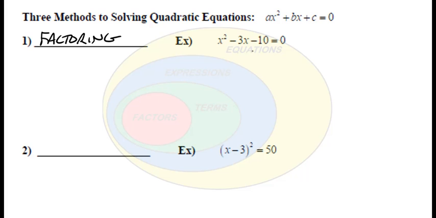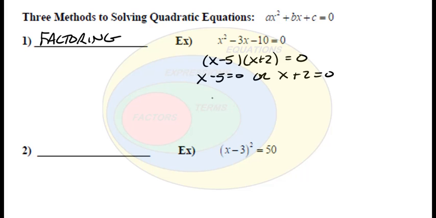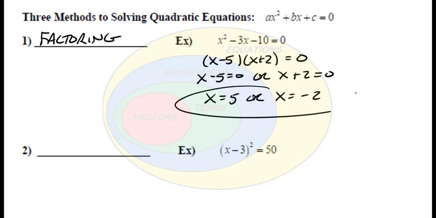So once we have it in this form, we can try to factor the quadratic: x and x, and then we have -5 plus 2 will give us the correct factors for that. Setting each factor equal to 0, we can get our answers x equals 5 or x equals -2. So factoring was the first strategy that we used.